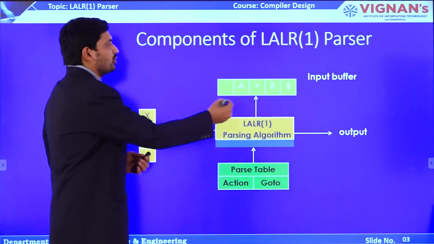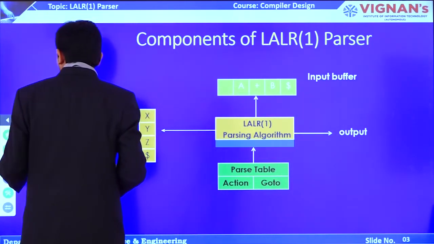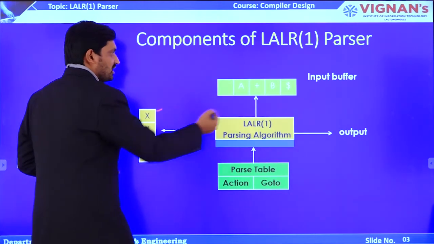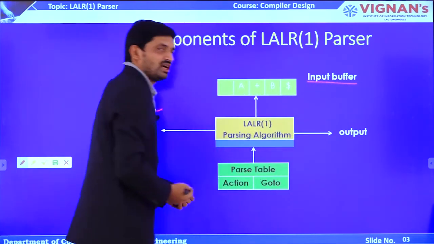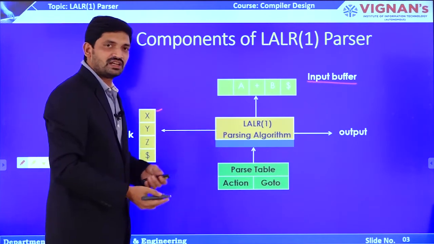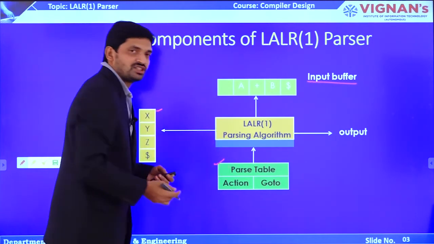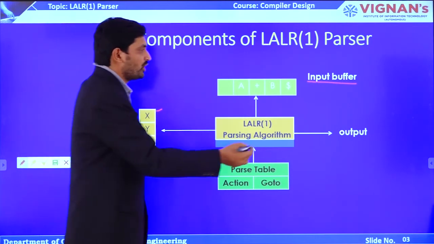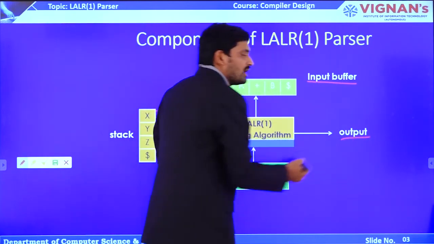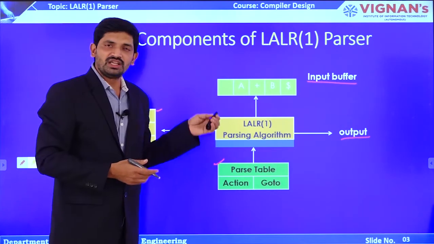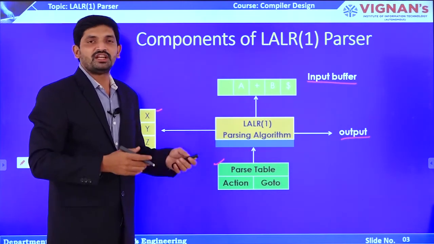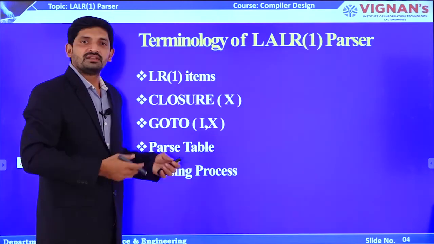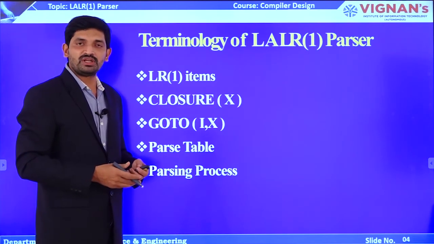The input is loaded onto the input buffer, and by using the stack data structure we are going to perform the LALR(1) parsing algorithm by using this parse table. If the parsing is successful, it is going to generate the output as the parse tree or syntax tree. If the parsing is not successful, it is going to generate an error. The terminology of the LALR(1) parser.